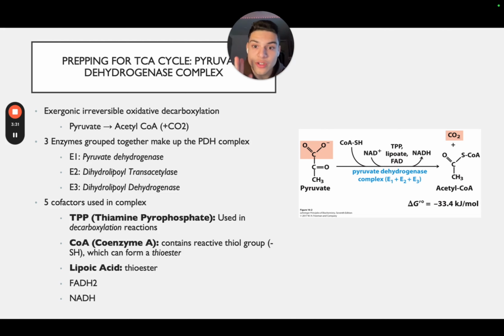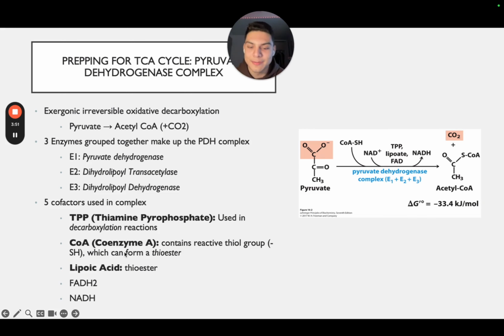And there are five cofactors used. There's TPP, and remember how I mentioned in glycolysis, TPP is normally used for decarboxylation enzymes. Well, in this case, where it's highlighted in this orange box, this is a carbon dioxide group. Carbon dioxide is decarboxylated, so TPP is going to be used for that action.